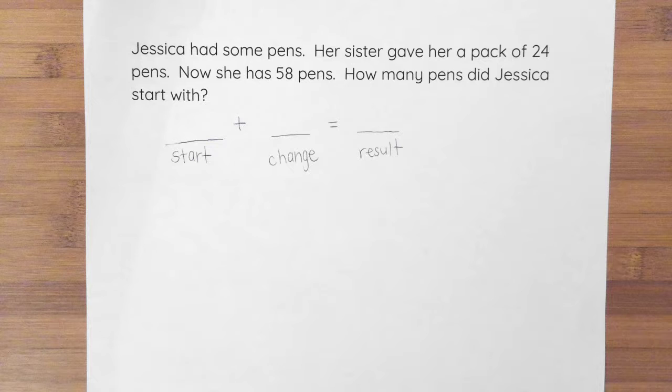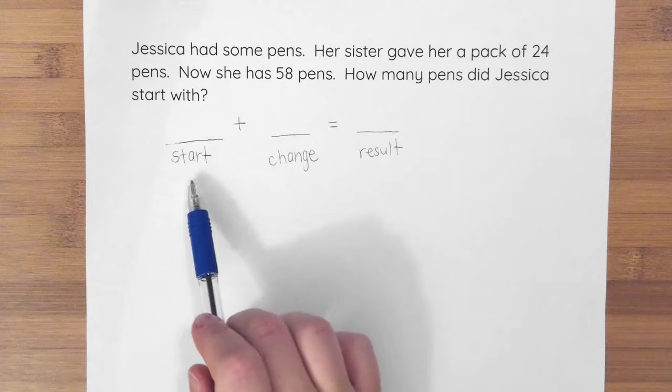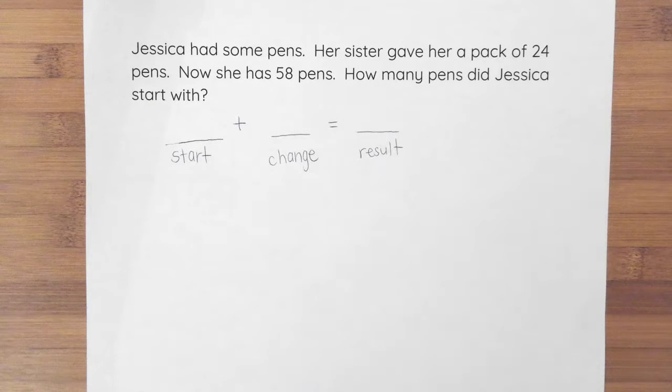So it says Jessica had some pins. Her sister gave her a pack of 24 pins. Now she has 58 pins. How many pins did Jessica start with? So just stop and think about what you know. What parts do you know that you could fill in this equation to help you know what is your unknown and what you need to figure out? So maybe about 30 seconds to think about that.